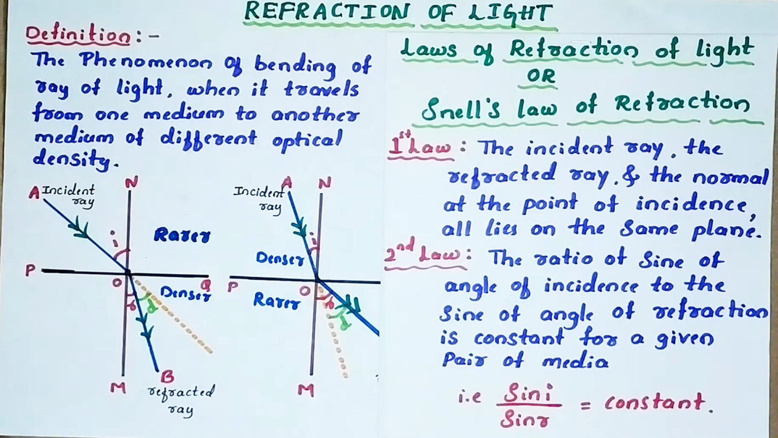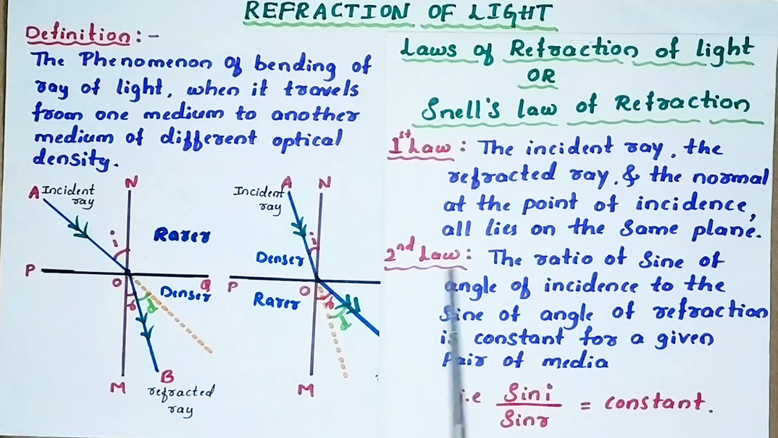What is the statement? The incident ray, the refracted ray and the normal at the point of incidence all lie on the same plane. So you can observe the diagram: incident ray, refracted ray and normal. These three lines drawn at the point of incidence lie on the same plane. This plane we can call the interface. This is the first law of refraction of light.